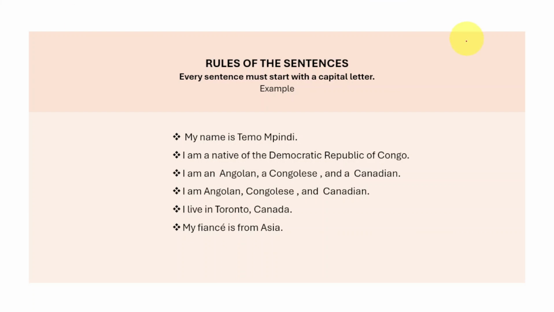Now, when you take a look, we're dealing with the capital letter, the first one. Every sentence must start with a capital letter. This is the one I'm talking about. The first letter. Every sentence must start with a capital letter. Capital letter is this one, and this, and this. Okay? In case you don't get it.